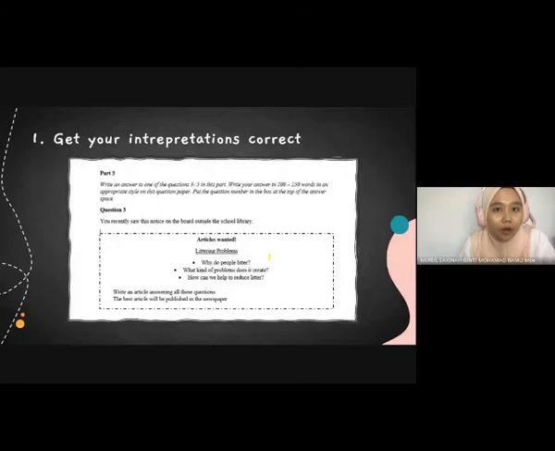Is it to inform? Is it to suggest opinion? Is it to tell? Is it to explain cause and effect? So you have to know what the purpose of writing the essay is, because that will help your reader to understand your essay, to understand your writing.